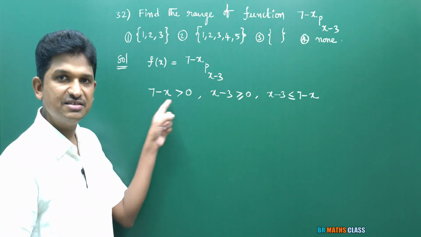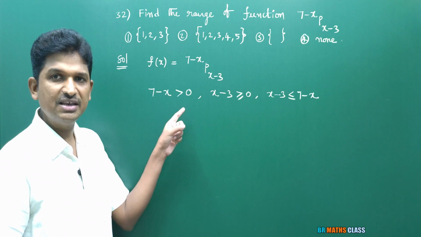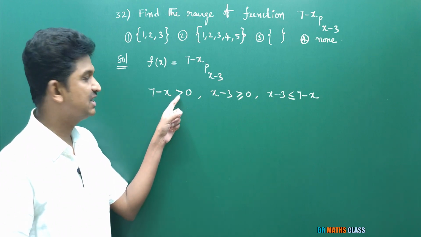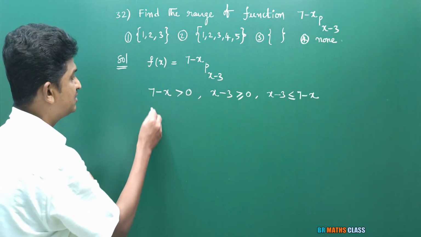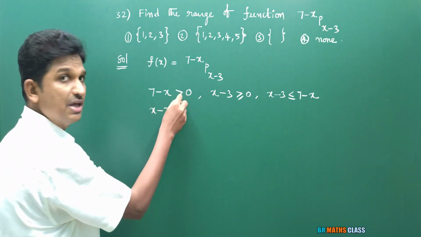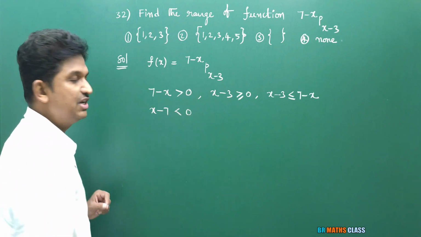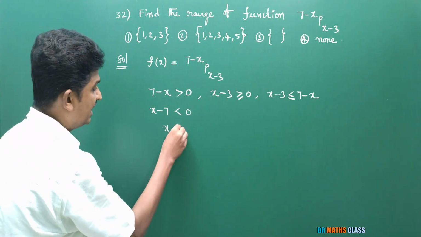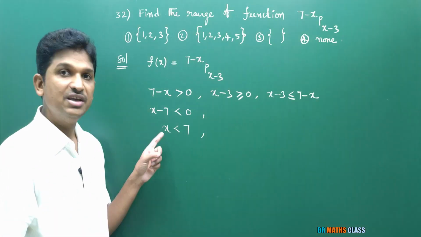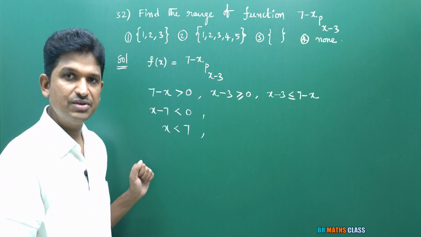Here, I'll multiply this inequality with minus. I know that if I multiply an inequality with minus, the inequality sign changes. This greater than changes to less than. Multiply this with minus, 7 minus x will become x minus 7, and the inequality sign changes, greater than changes to less than. Minus 1 into 0 is 0 only. From this, I'll get that x is less than 7. Here, what is the point? x is a natural number and x is less than 7. Those values I need to consider.